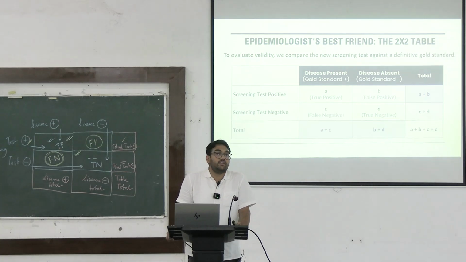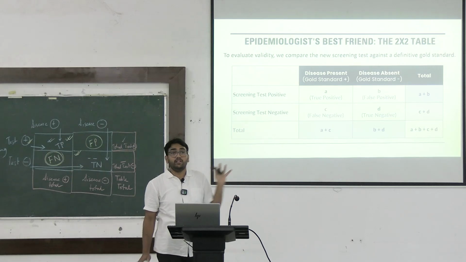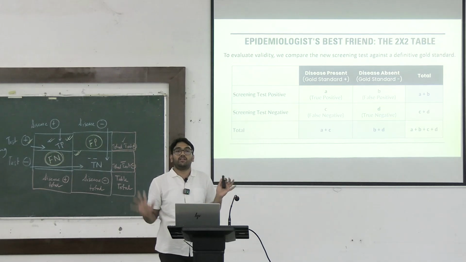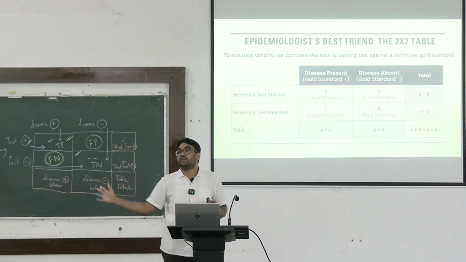Is that clear with everyone? Is this table clear to everyone? This is the basis of today's discussion. If this is not clear, anything after this will not be understandable.